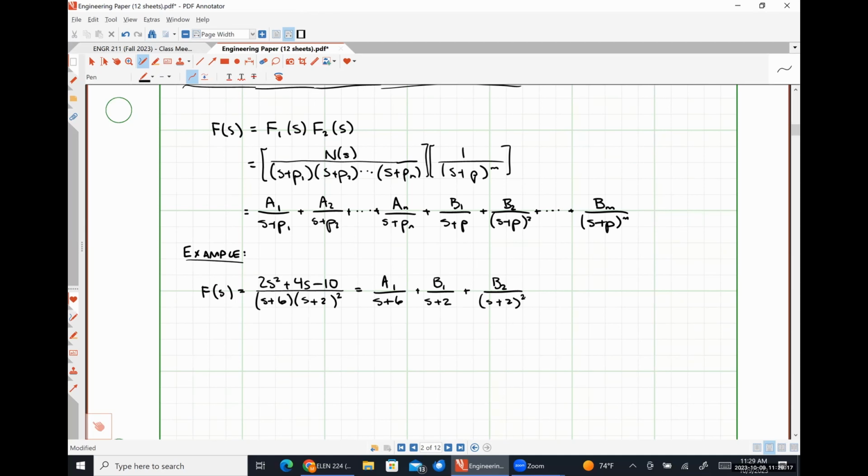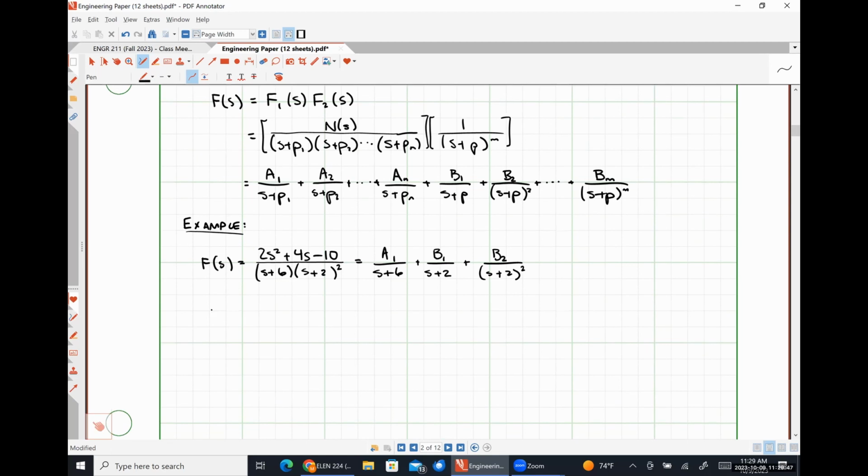So before we jump into calculating coefficients A1, B1, and B2, does this part make sense? We only have one distinct pole, so we should only have one pole factor for that distinct pole. We have a repeated pole that is factor 2, so we should wind up with 2 expansion coefficients for those guys. All right, so how do we find A1?